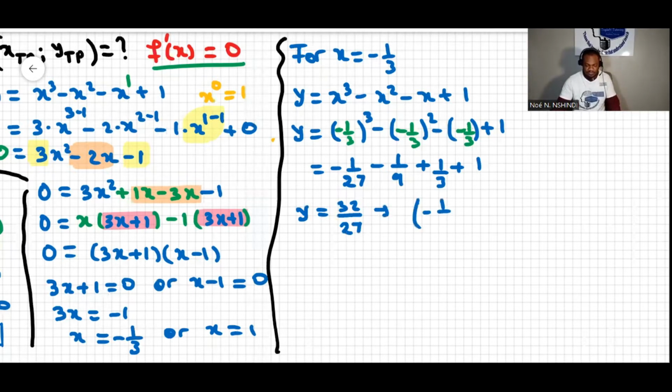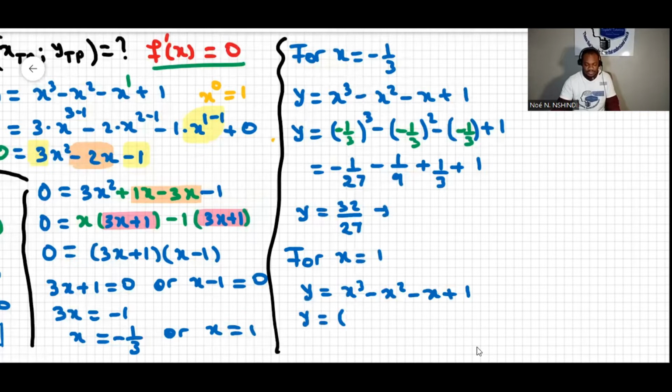I prefer to write them all together after one time. And then for x equal to 1, y, which is given by x cubed minus x squared minus x plus 1, we sub in the value of 1 wherever we have x, and then the function here would be 1 minus 1 minus 1 plus 1. Now what we get here is 0, because 1 minus 1 is 0, minus 1 is negative 1, plus 1 is 0. So y here will be equal to 0.